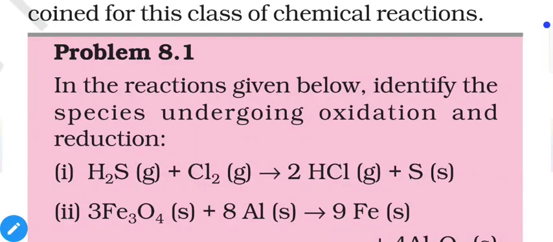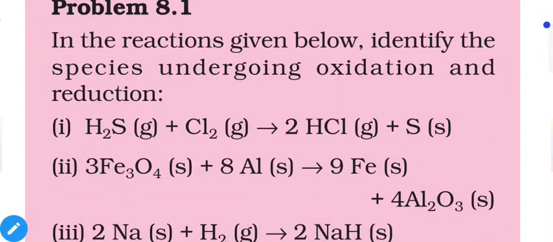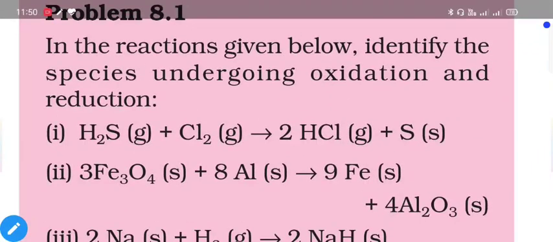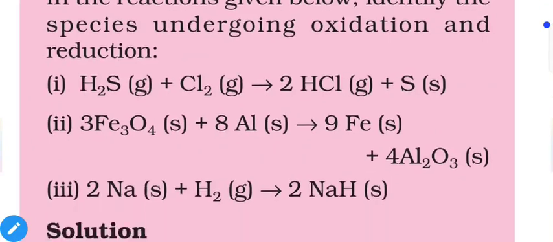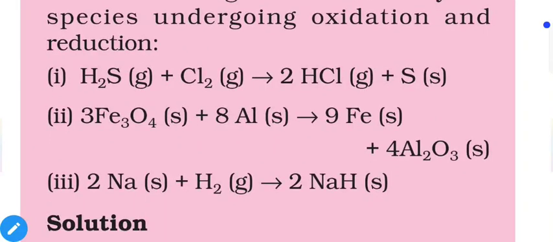Now the same thing is discussed in problem 8.1. In this problem our target is, in the reactions given below, identify the species undergoing oxidation and reduction. So the reactions are H2S plus Cl2, it gives HCl and S, and Fe3O4 plus Al, it gives Fe plus Al2O3, and Na plus H2 gives NaH. So let's try to find which species undergo oxidation and reduction.